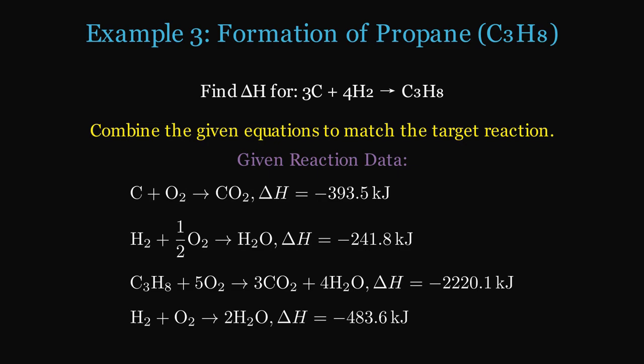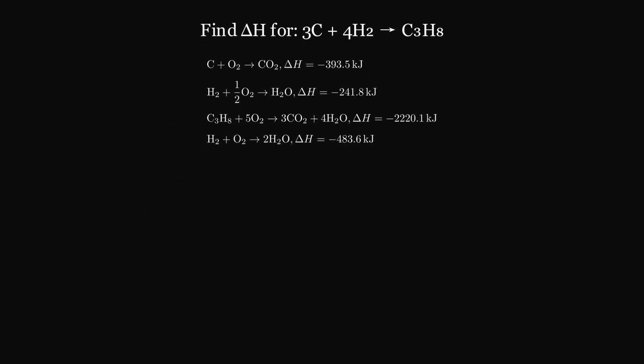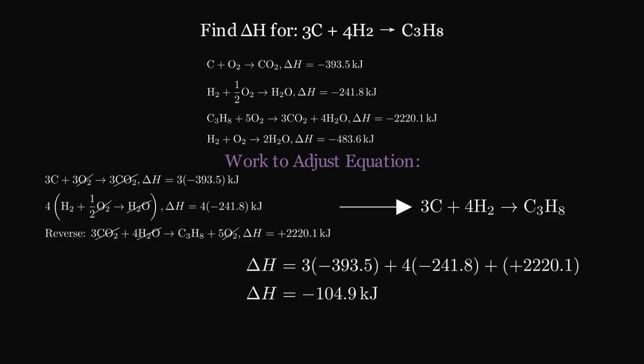First, we'll multiply the reaction carbon plus oxygen gas produces carbon dioxide. This will be multiplied by 3 to match the target equation. Next, we will multiply hydrogen gas plus half oxygen gas to produce water. This will be multiplied by 4. Finally, we will reverse the combustion reaction for propane to place C3H8 as the product. After aligning the equations, we sum up the adjusted delta H values to get the enthalpy change for the target reaction. The result is delta H equals negative 104.9 kilojoules.